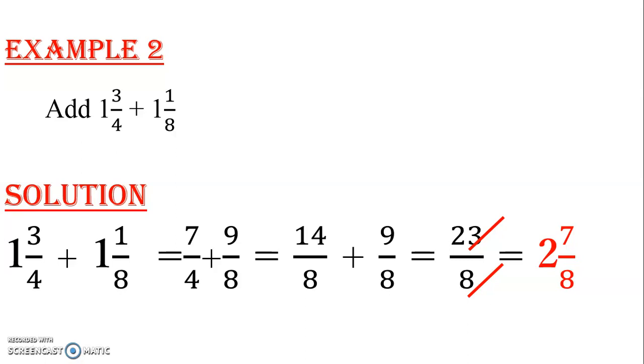Okay, so 23 divided by 8, that's 8 into 23, that will give us 2, remainder 7/8, which is our denominator. It does not change. Our denominator does not change. Okay, now to confirm if our answer is correct, we have to do the opposite. That is 8 times 2 or 2 times 8, that's 16. 16 plus 7 will give us 23/8. And that's the end of our class.